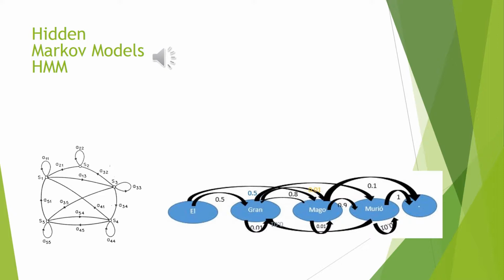So we go to the second state. The probability to transit from an adjective to another adjective is quite low, so we have 0.01 of probability, but the probability to transit from an adjective to a noun is bigger, so it's 0.8 of probability. Then we go to the third state. The probability to transit from a noun to another noun is low, it's 0.01, but the probability to transit from a noun to a verb is high, so it's 0.9 of probability.